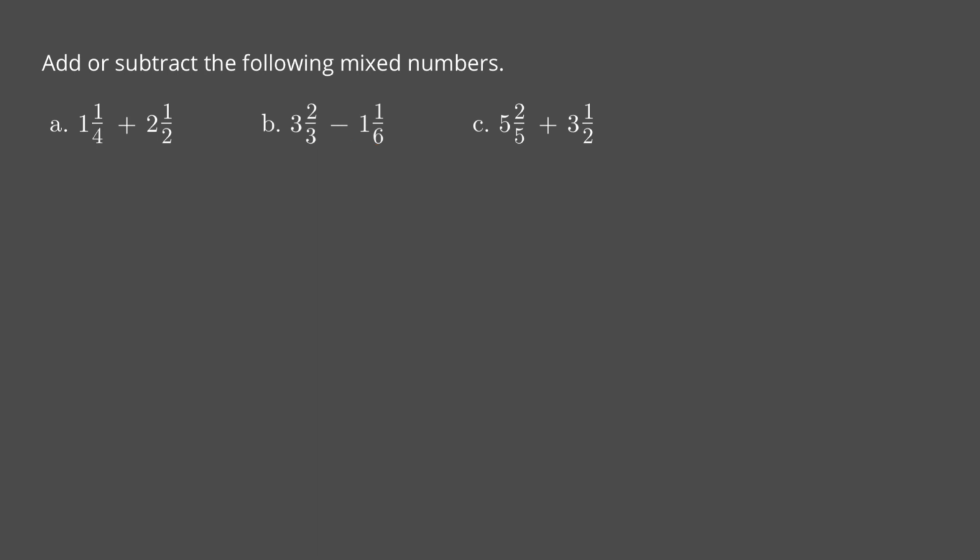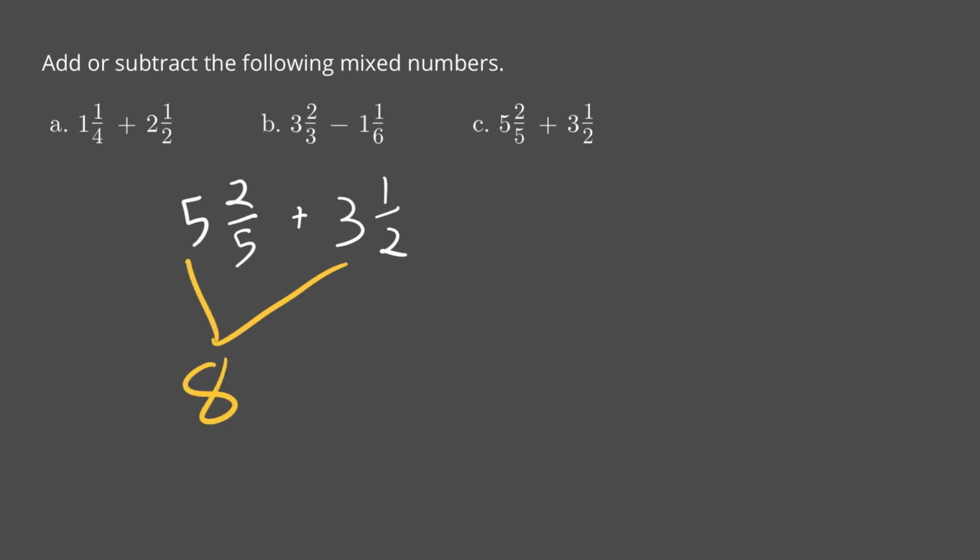For our last example, we have 5 and 2 over 5 plus 3 and 1/2. And you probably guessed it. Step 1, add the whole numbers. Step 2, add the fractions, giving us 2 over 5 plus 1/2. Again, we are going to simplify this by finding a least common denominator. In this case, it's 10.